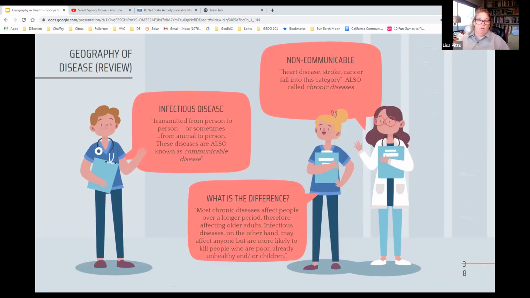And so just to review, infectious disease means it's transmitted from person to person, or sometimes from an animal like a rat or a mosquito to other people. These are also known as communicable diseases versus non-communicable diseases, which are also known as chronic disease: heart disease, stroke, cancer. So what's the difference? Most chronic diseases affect people over a longer period, therefore they affect older adults, versus infectious diseases, which may affect anyone, but are more likely to kill people who are poor or already unhealthy or are children.